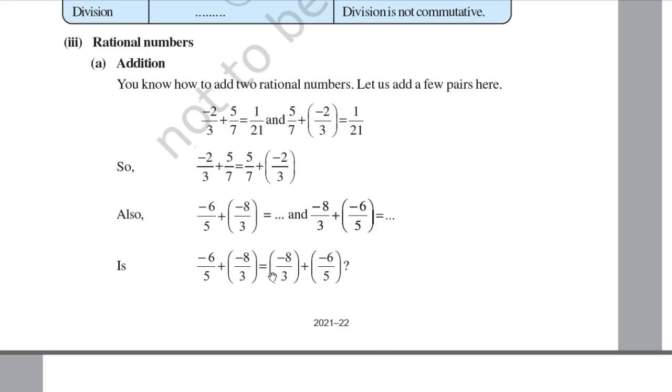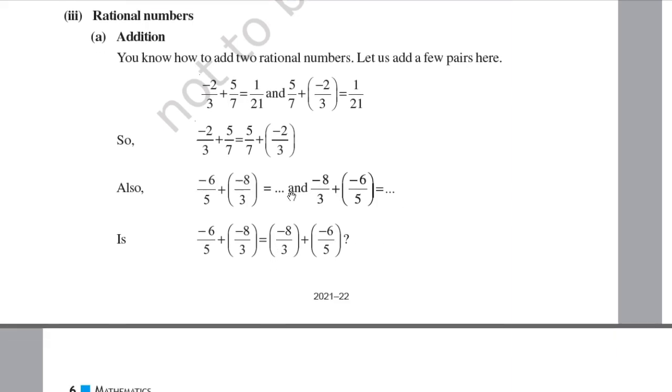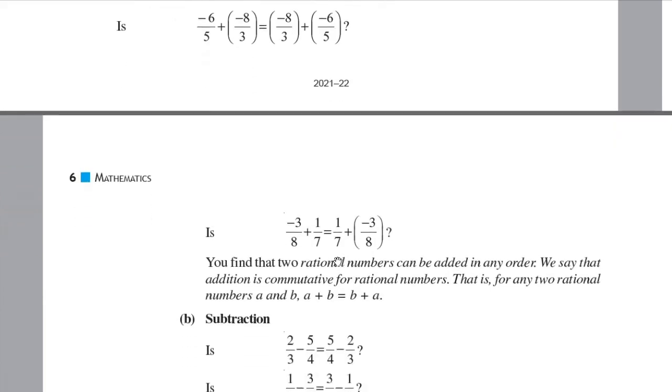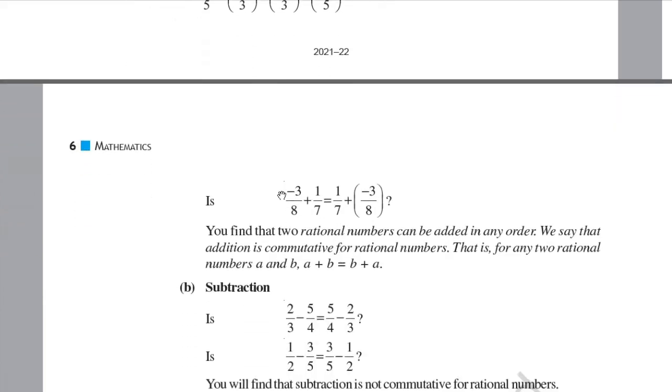So it is also like the same, you can do that yourself. Minus 6 upon 5 plus minus 8 upon 5 minus 8 upon 3 is equal to, just bring it here, minus 8 upon 3 plus minus 6 upon 5. So you can see here they are also getting a rational number. So you find that two rational numbers can be added in any order. You can say that addition is commutative for rational numbers. That is, for any two rational numbers a and b, a plus b is equal to b plus a.